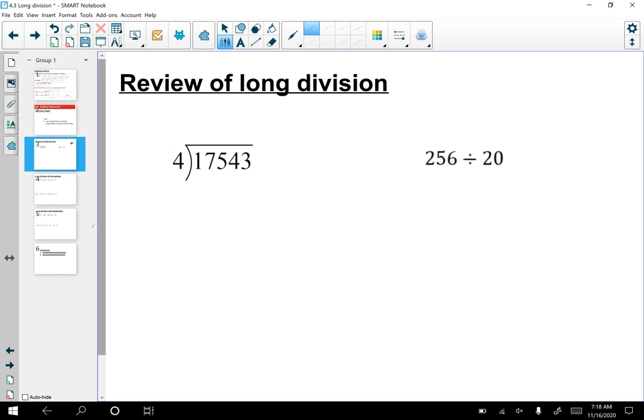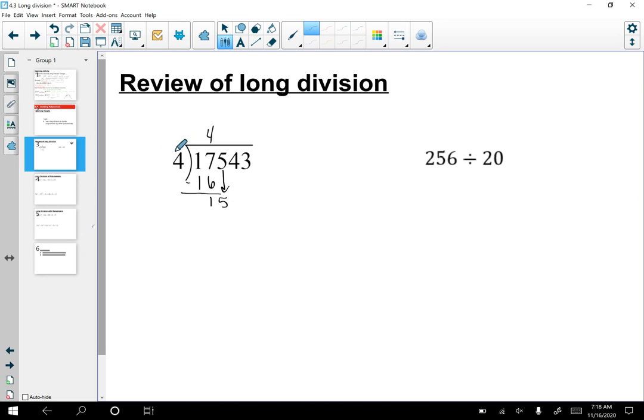Okay? So we need to see how many times 4 goes into 17,543. So we first start with, does 4 go into 1? No, right? So then we move over, does 4 go into 17? Yes, it does. How many times? 4 times, right? 4 times 4 is 16. So we write 16 there, and we subtract. 17 minus 16 is 1. Now we bring down our 5.